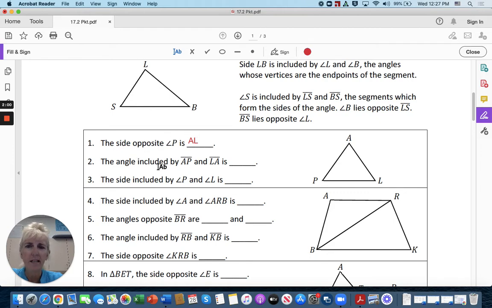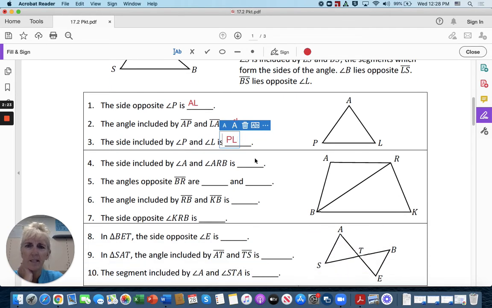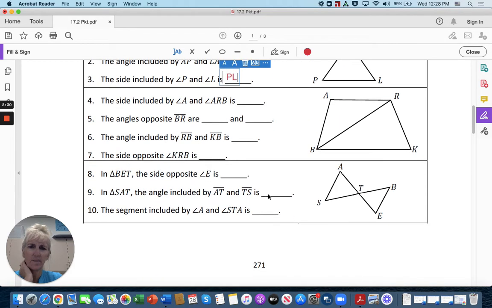Okay, the angle included by AP and LA, both included would have to be angle L, and I'll put it just like this. Okay, the side included by angle P and angle L is line segment PL. And again, put a bar over that, okay? The side included by angle A, and actually I'll let you do this on your own because I think you can do that. This one's a little more difficult, so I'll help you through on this one.